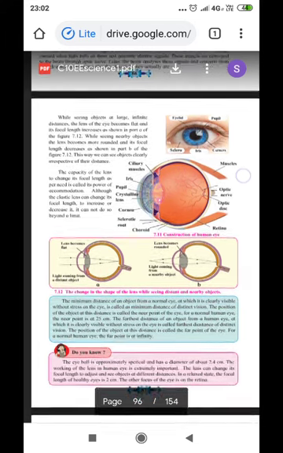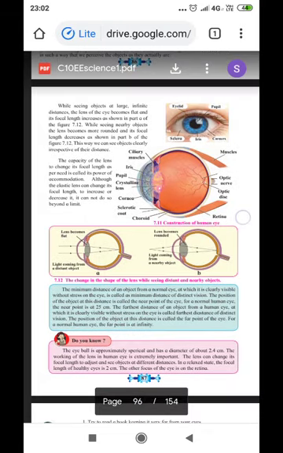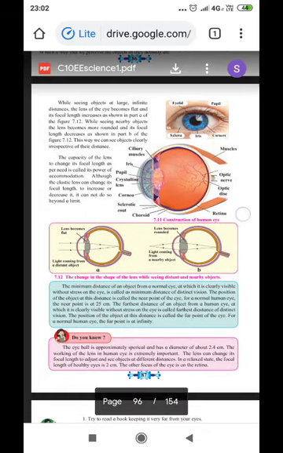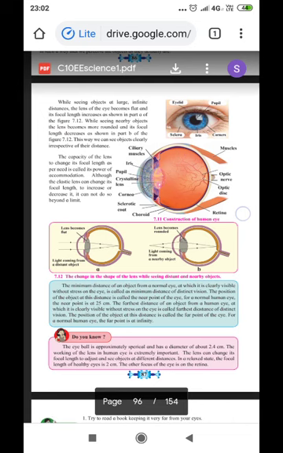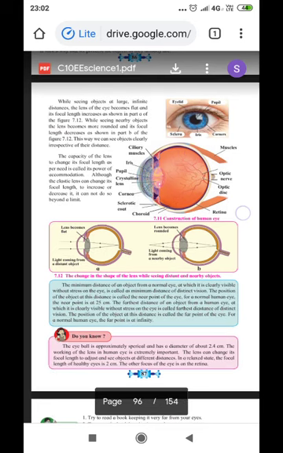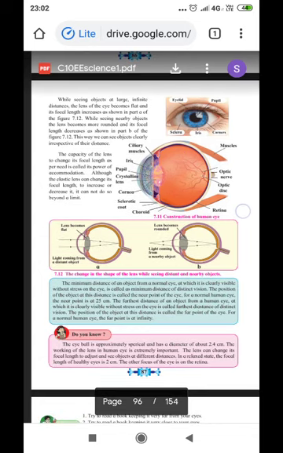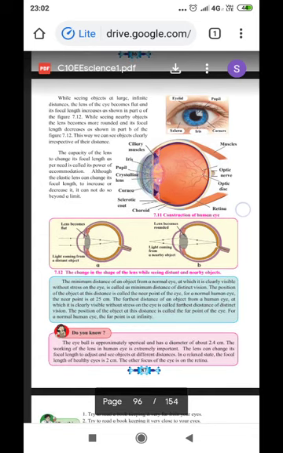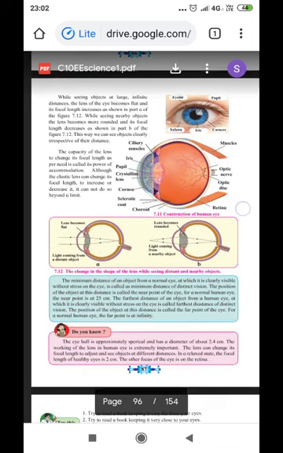The capacity of the lens to change its focal length as per the need is called the power of accommodation. Although the elastic lens can change its focal length to increase or decrease, it cannot do so beyond a certain limit. So it has a certain capacity to increase or decrease the focal length of the lens. Beyond that, the lens may not work, and we may not be able to perceive the object.